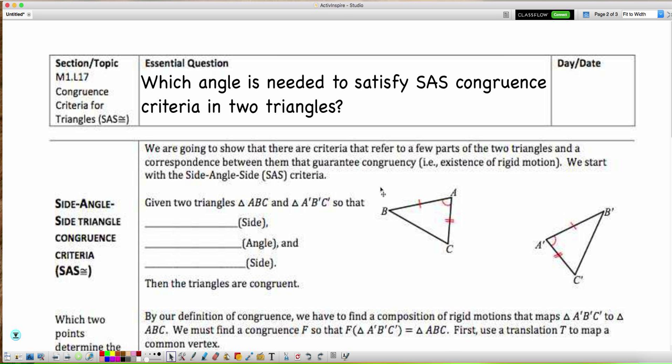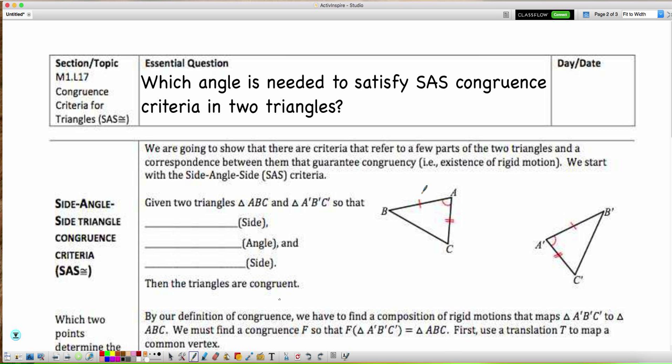So far what we have been working on is constructing congruent shapes. You guys have been constructing triangles after reflections or rotations or translations. We have been emphasizing the fact that the resulting image should be the same size and the same shape as the original one. So now we're going to shift gears and say, if I were to look at two triangles or two shapes, how could I justify that they're congruent without having to do all of those transformations? Today we're going to show that there's a criteria that refers to a few parts of two triangles and the correspondence between them that guarantee congruency.